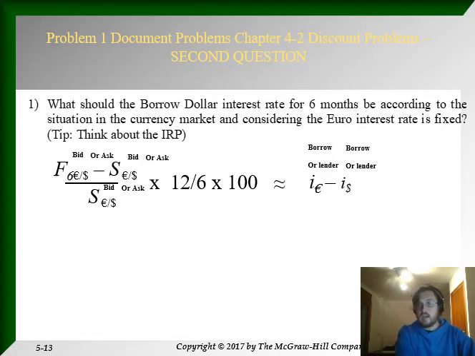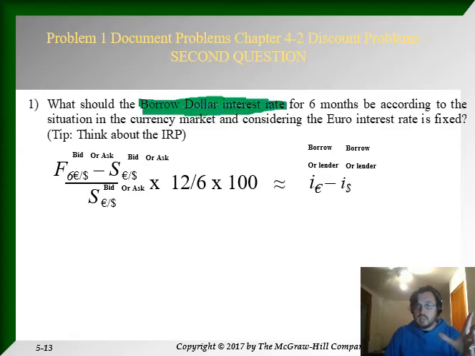So here you have the IRP, the interest rate parity. Basically, what I'm asking you is to imagine that all the numbers that I've given you, the ones that you have used, are fixed, except for the borrow dollar interest rate. So plug all the numbers that you have used into the formula and solve for the interest rate to borrow dollars.